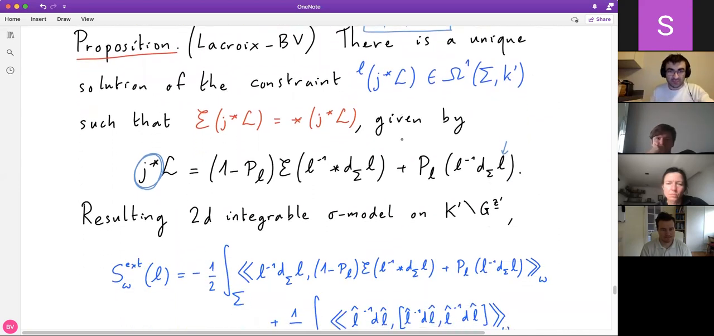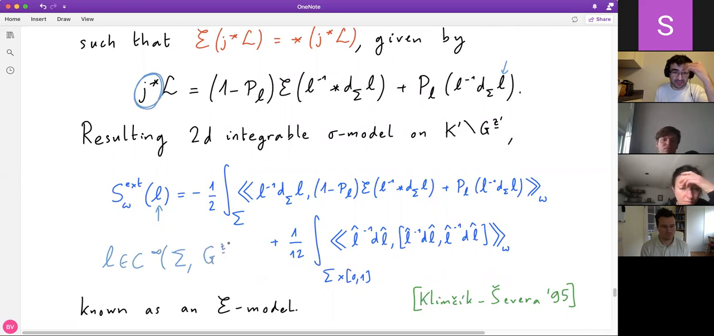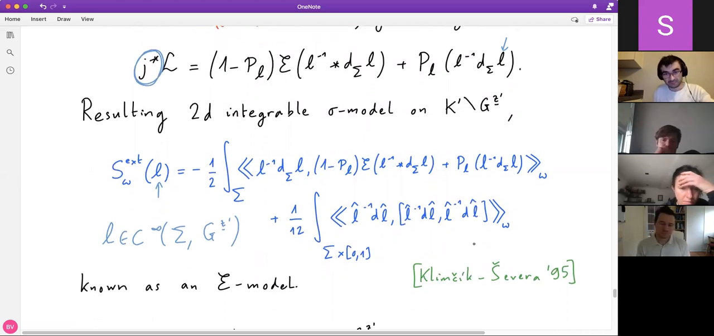Once I've done all this, what I get at the end of the day, plugging everything back into the action, is an action which depends only on the edge mode. And this is the action. This is what people call the E model. It's a sigma model for this group valued field L. So L is some field on sigma, which takes values in this defect Lie algebra, and it has this integral over sigma term and this Wess-Zumino-Witten type term.